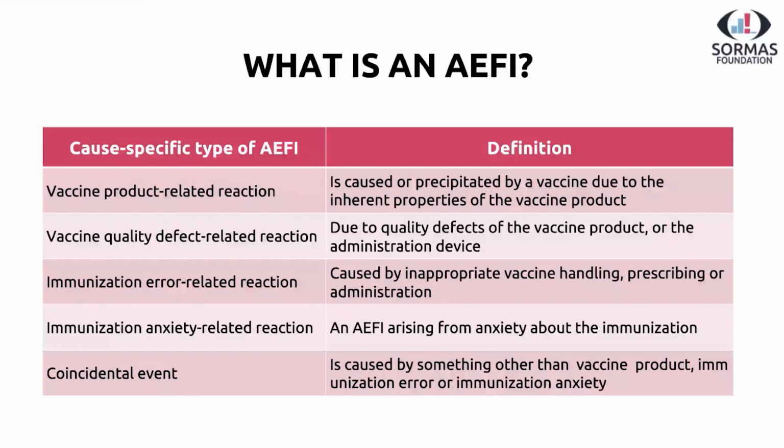The third category could be related to the program itself: mishandling of the vaccines, or the wrong vaccine being prescribed, or a wrong dose, for instance. It could be a problem with your cold chain, with your transport. And then there are anxiety related reactions, which are not unusual. And if not falling within one of these four categories, that will be a coincidental event.